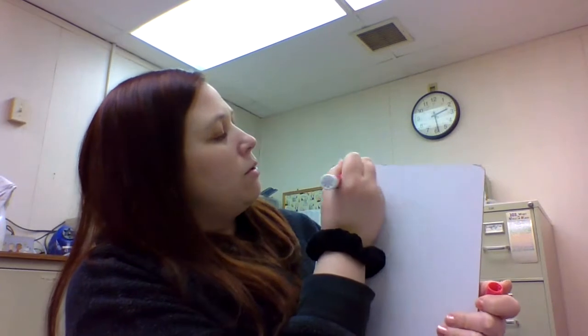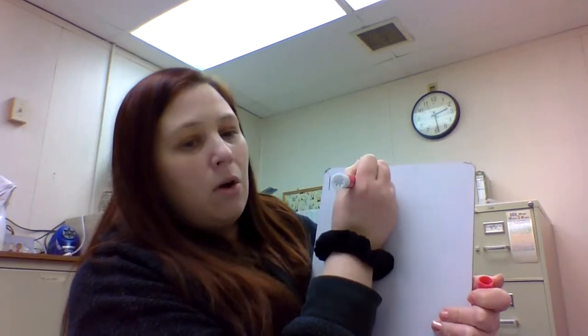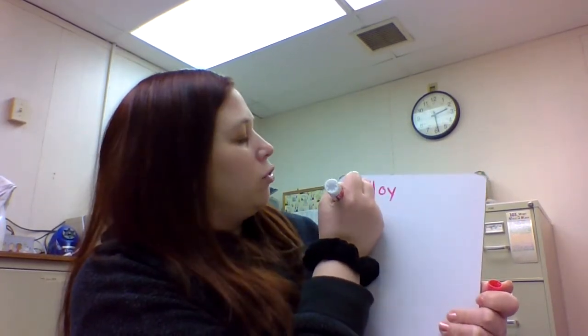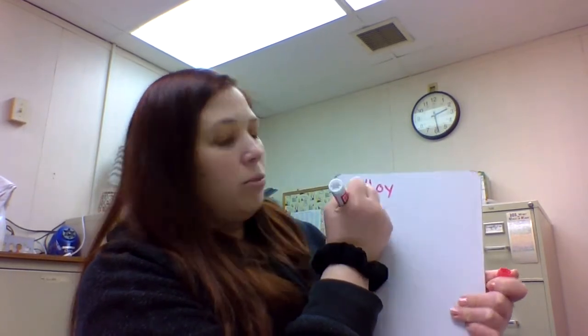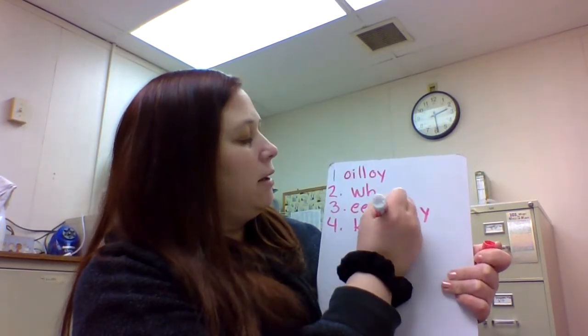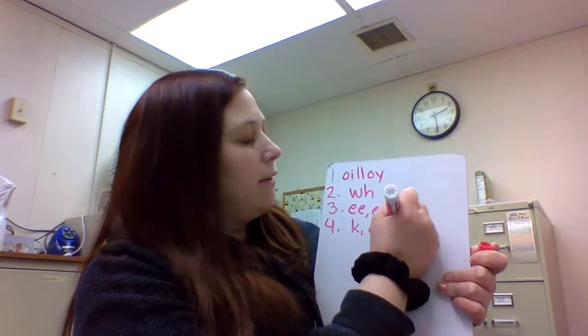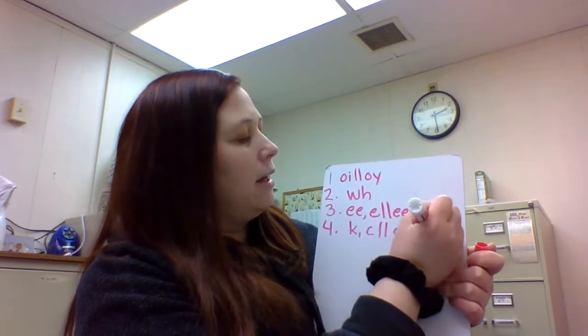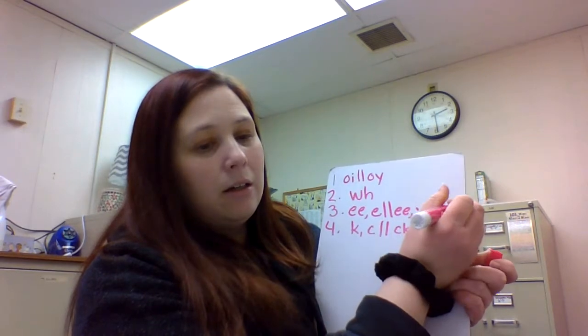O-I, or as a final sound, O-Y. Number 2, that's W-H. Number 3, E. So we have E-E, comma, E, final sound, E-E or Y. Number 4, we have K, K, comma, C, final sound, C-K, K, K-E, or C.